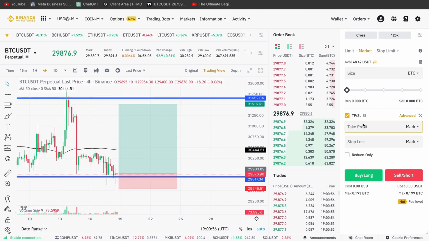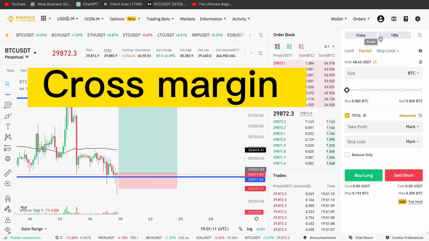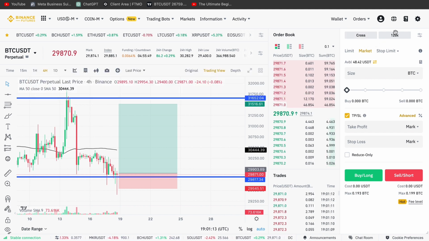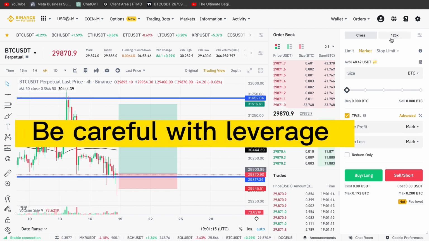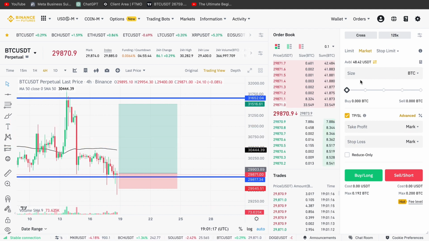So for me to enter this trade, let me just reduce my chart pattern here. So after reducing my chart pattern, now let's go to the order box. We know our entry price to be $29,866. So we are going to change the limit order to market and leave it at cross margin. I always trade with cross margin with the highest leverage. So BTC highest leverage is 125.